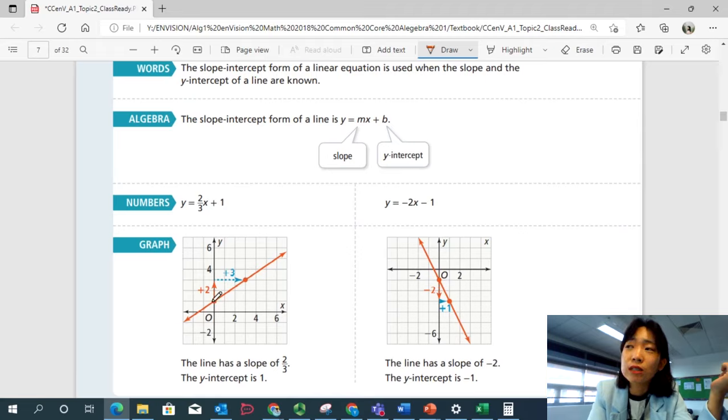The y-intercept, as you can see, is 0, 1. In this graph, your y-intercept is 0, negative 1. And your slope is negative 2, because you have negative 2 over 1, that's equal to negative 2. Okay, that was slope-intercept form in the first lesson.